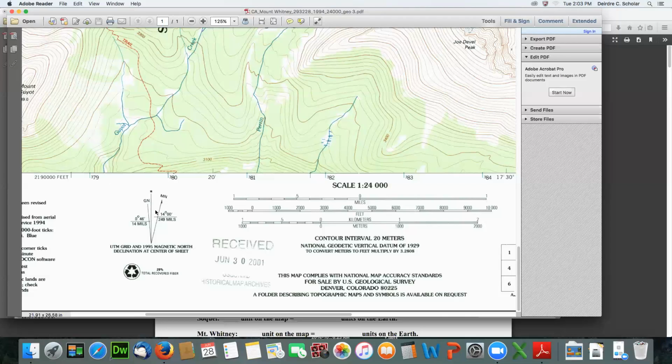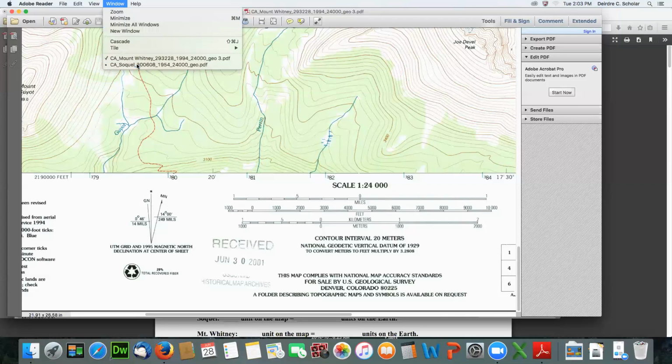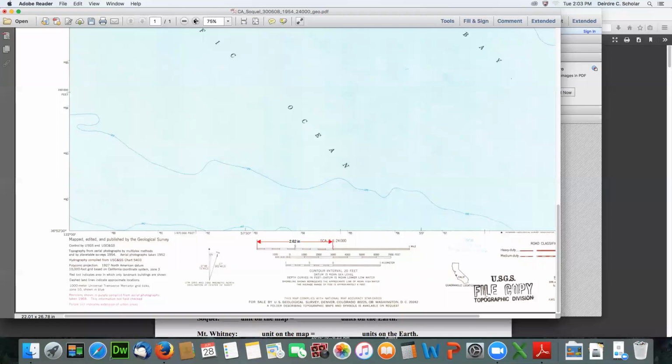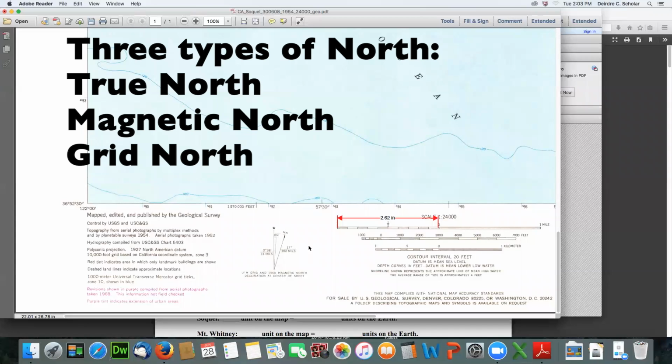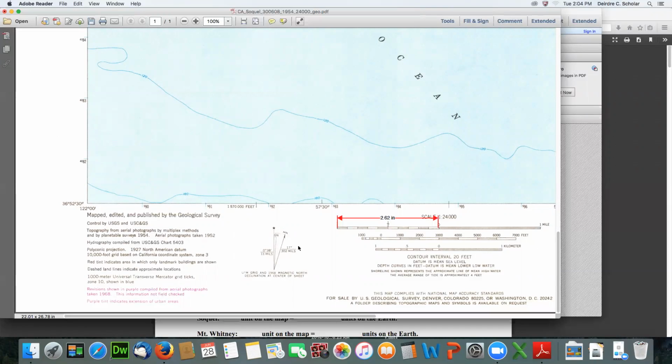So on both the Mount Whitney map and, if we take a look at the SoCal map and zoom in on this map too, you will see those three types of north are there as well. Notice that the magnetic north is a different amount. It's 17 degrees listed on this map, where it was 14 on the Mount Whitney quad, because depending on where you are using your compass, every location is going to have a different amount of magnetic declination or offset from true north. The grid north is also a little bit different than it was on the Mount Whitney quadrangle.